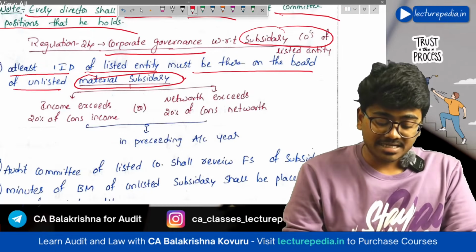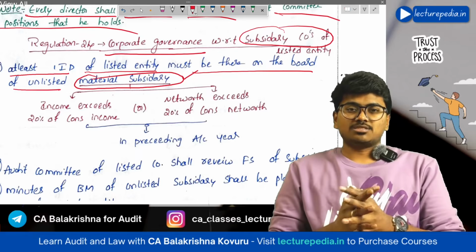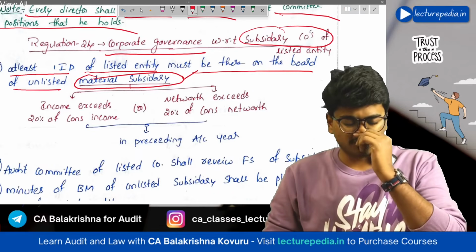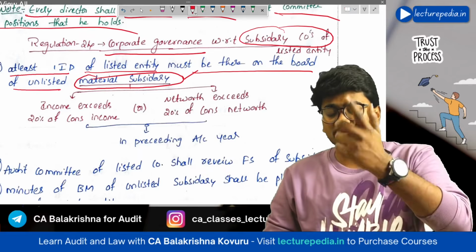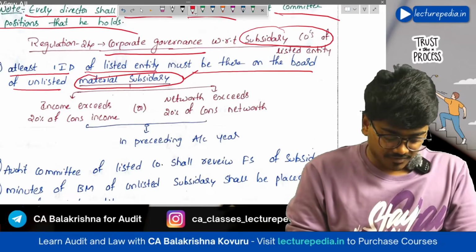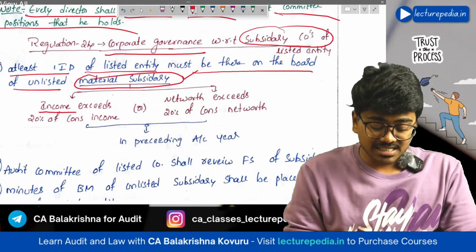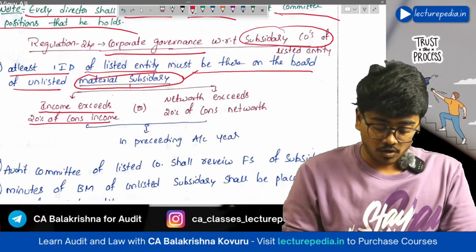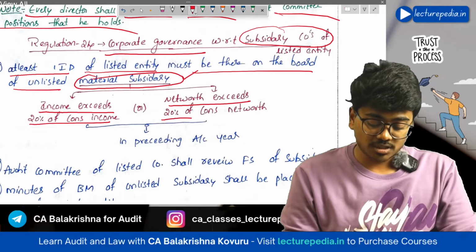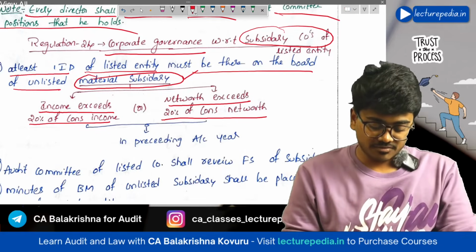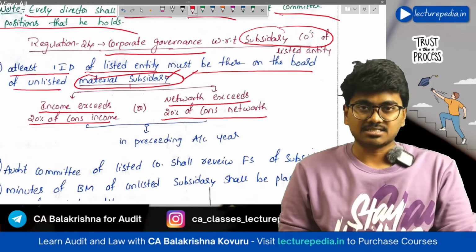Now, what is a material subsidiary? You know what is meant by a subsidiary. If a company holds more than 51% of shareholding in another company, then such company will be known as subsidiary company. Now, what is material subsidiary? If income of such a subsidiary exceeds 20% of consolidated income, or net worth exceeds 20% of consolidated net worth, then such type of subsidiary will be known as material subsidiary.